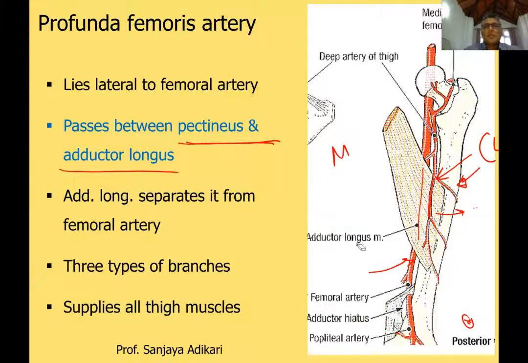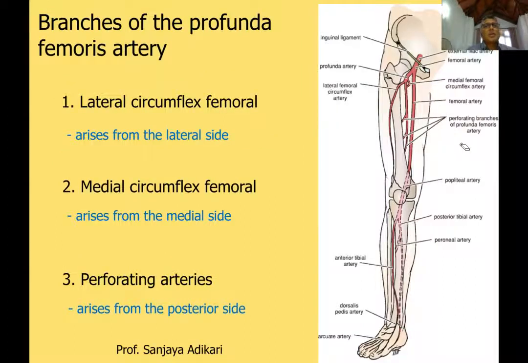And there are three types of branches given by the deep femoral artery. You get the lateral circumflex femoral artery, which is given from the lateral side of the profunda femoris artery. Then the medial circumflex femoral artery, given from the medial side of the profunda femoris artery or the deep artery. And then you have several perforating arteries given from the posterior aspect of the profunda femoris artery. So it's more than 3 branches actually, but it's 3 types. Okay, 1, 2, 3 types.